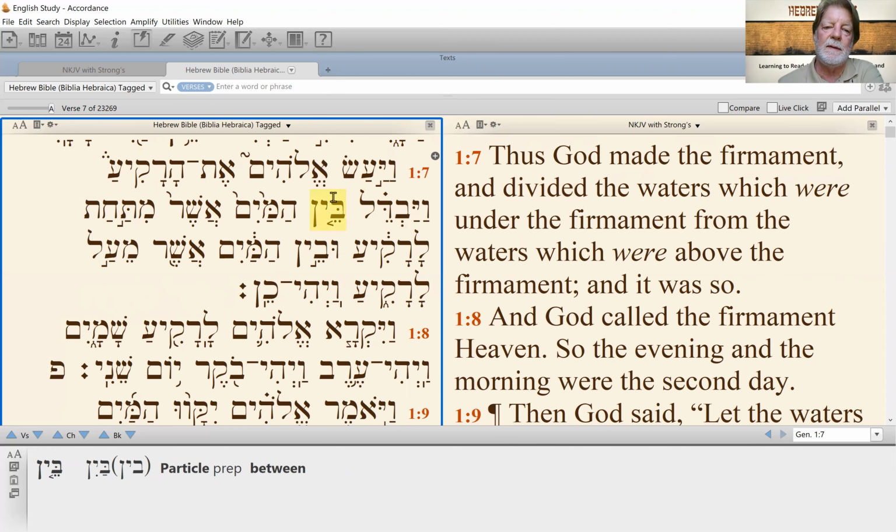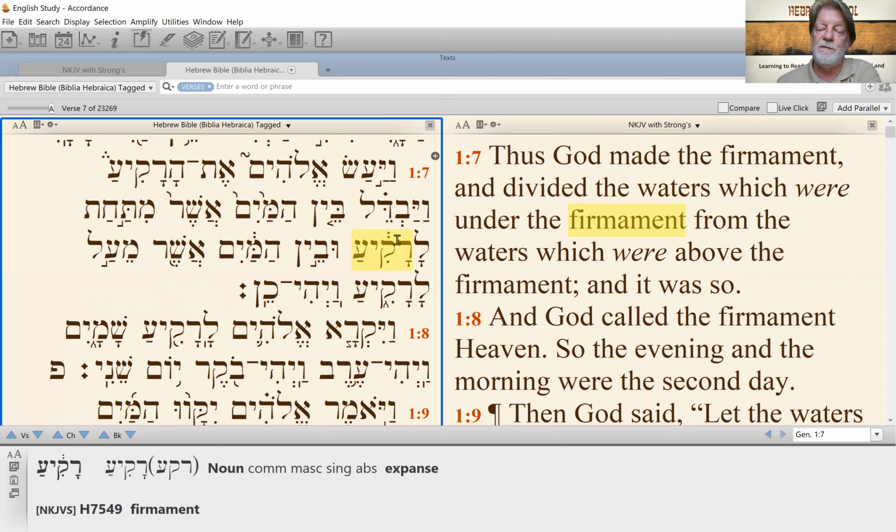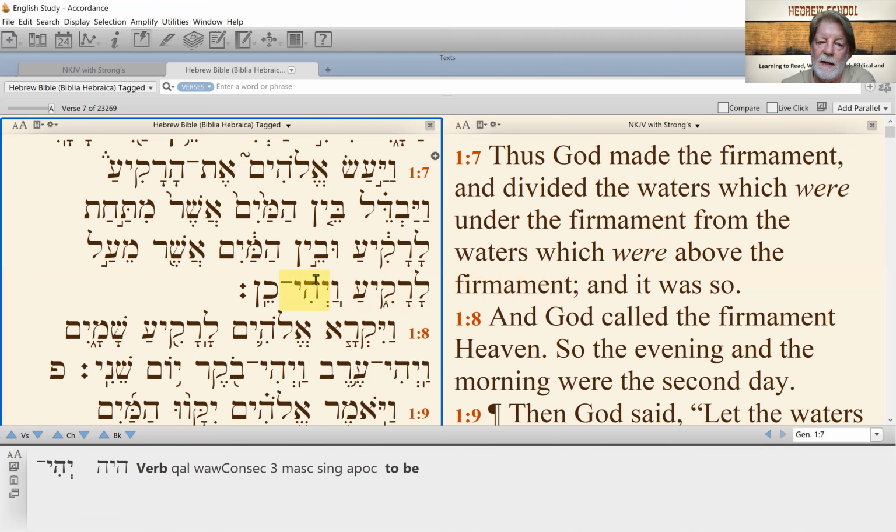V'yavdel, and he divided bein hamayim, between the waters, asher, which are mitachat, underneath, larakia. Now that's easy for us to understand. The waters that are underneath the rakia or the atmosphere would be the oceans and the rivers and the lakes on the surface of the earth. So that is one body of waters, those below the rakia. U'vein hamayim asher me'al, and between the waters which are me'al, over or above the rakia. Vayahi ken, and it was so. It was the way God wanted it to be.